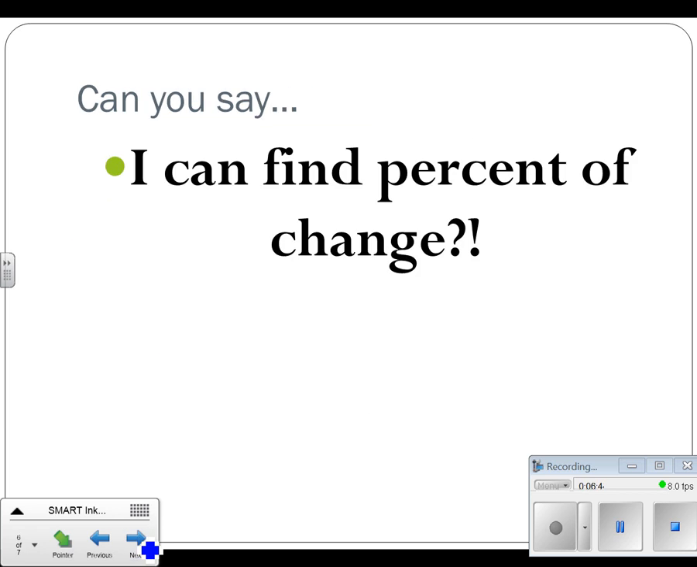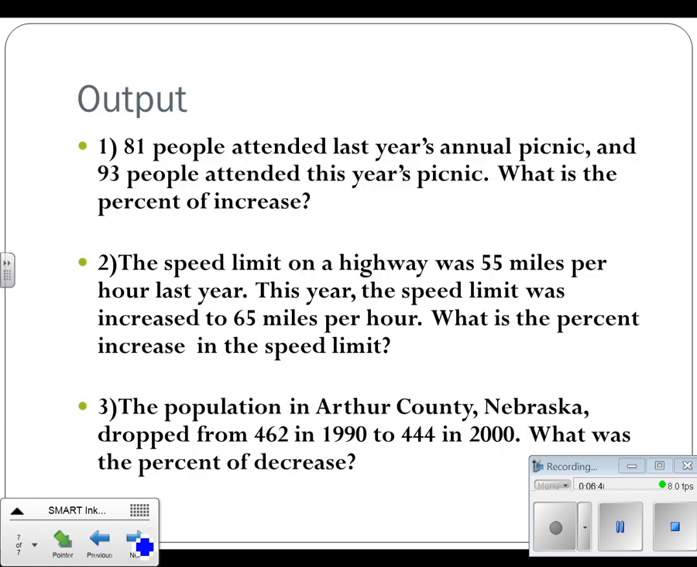Can you say I can find percent of change? Here is your homework to work out in your notebook before class, and be prepared with any questions for the work time tomorrow in class.